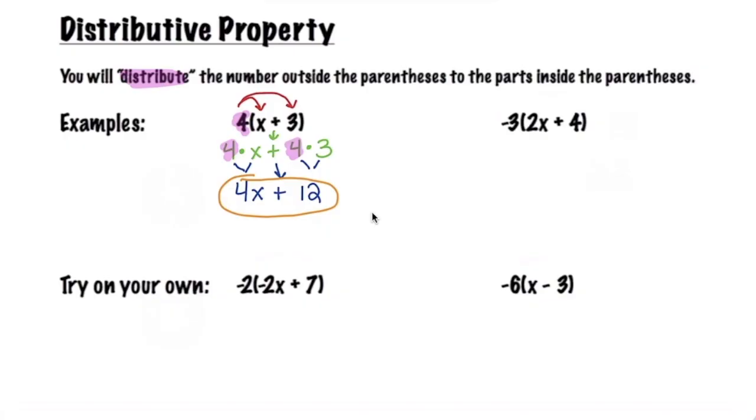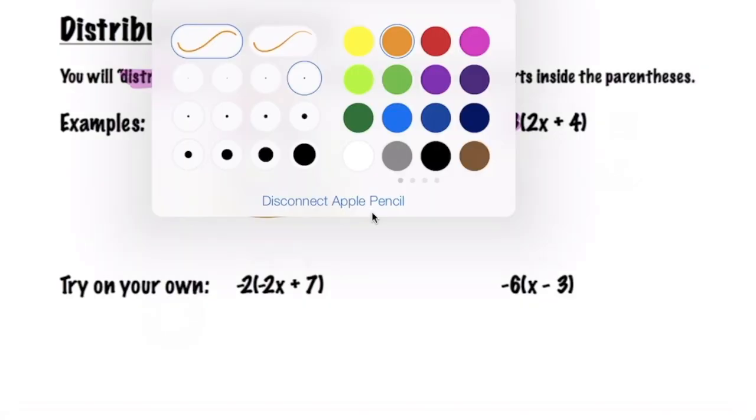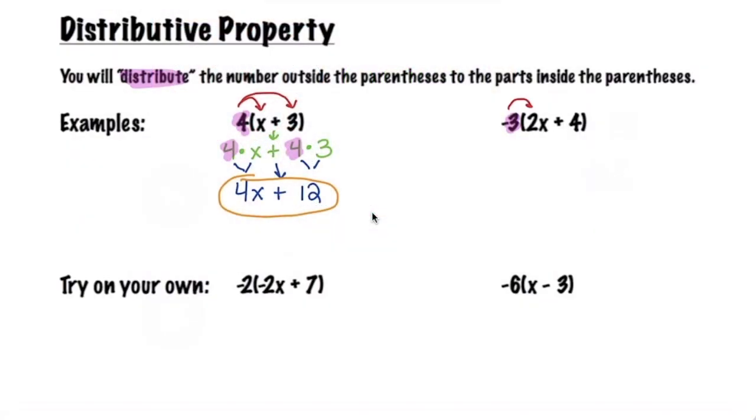We'll take a look at another example here with a negative outside. The same idea is going to work here though. We're going to take that negative 3 and distribute it so that we have negative 3 times our 2x and negative 3 times our 4. We're going to give that to both parts inside my parentheses. So looking at that first step again, I'm going to do the negative 3 times 2x, and the negative 3 times 4. And again, that plus sign is just going to come down and stay.